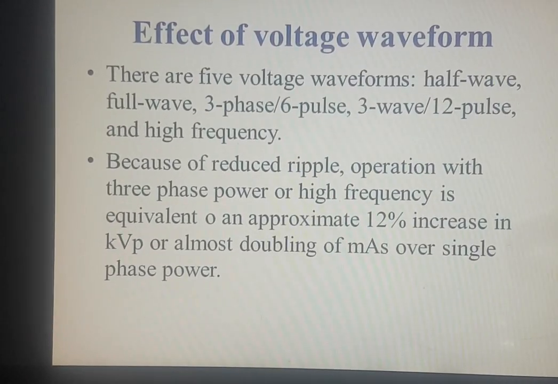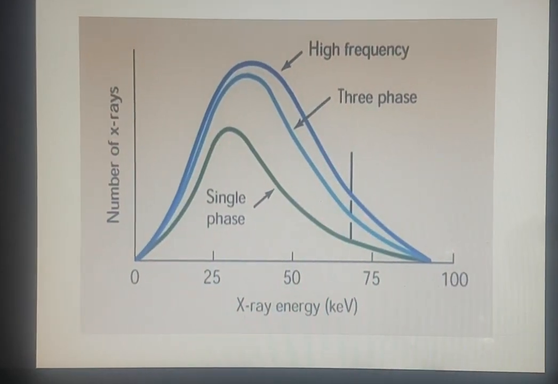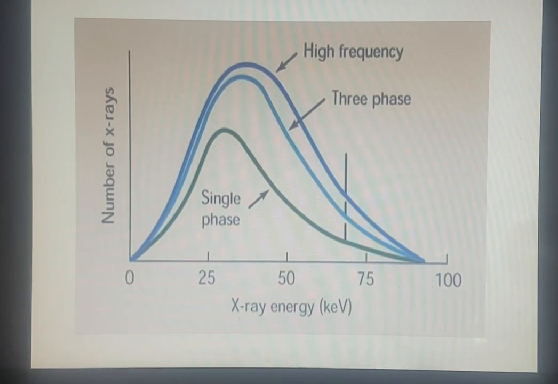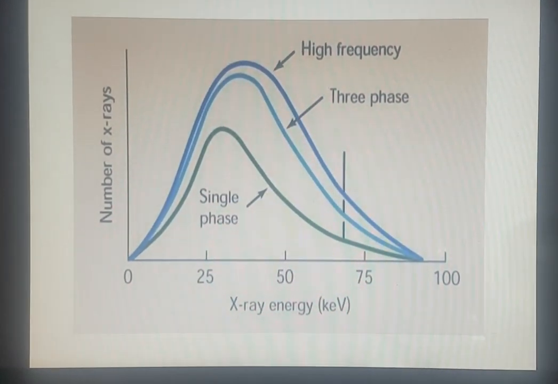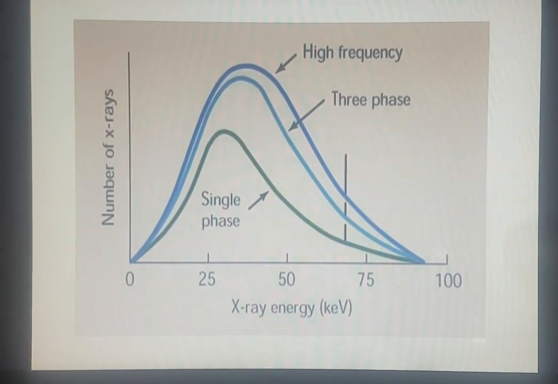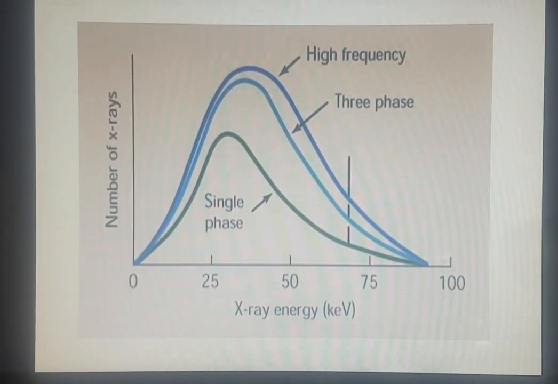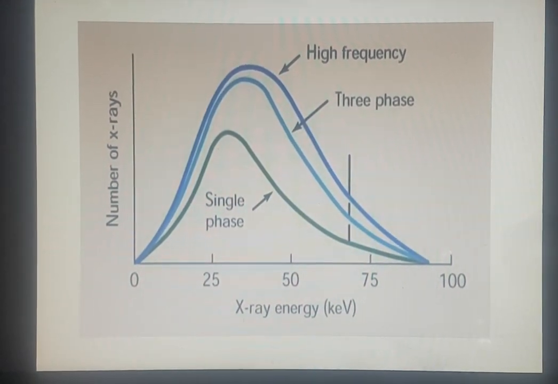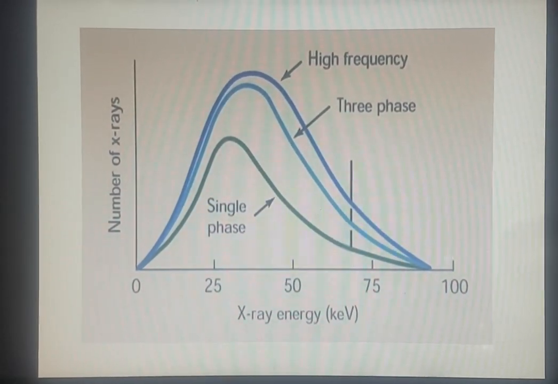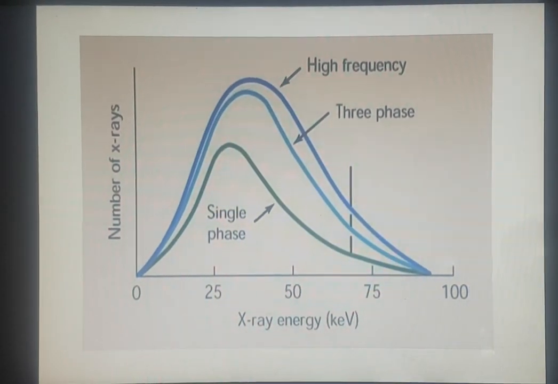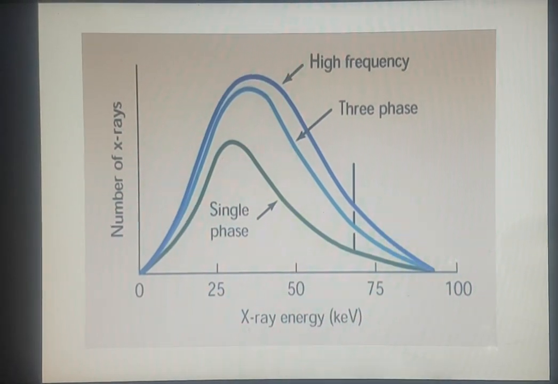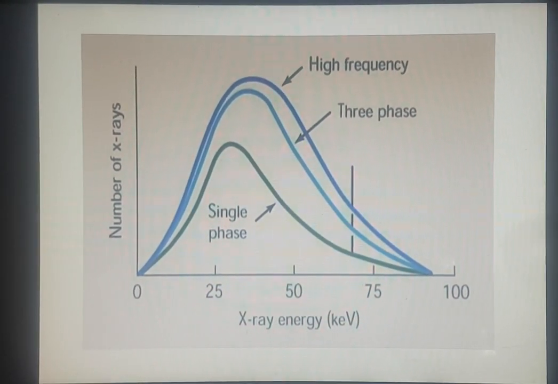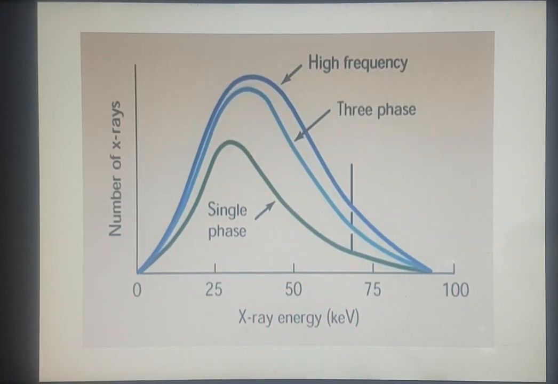We can see in this image that when the single phase waveform is used, the amplitude is less, and also the shift of the spectrum towards the right is reduced as compared to when the high frequency or 3 phase waveforms are used. There is markedly increased amplitude and also the shift of the X-ray spectrum towards the right.